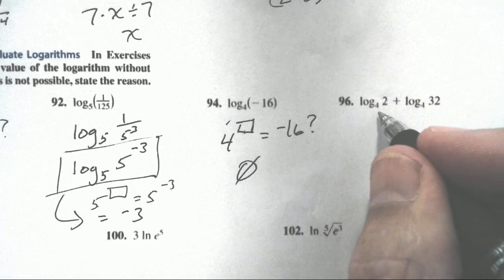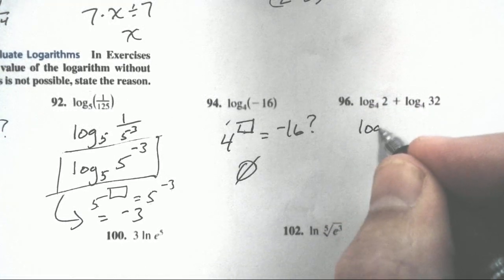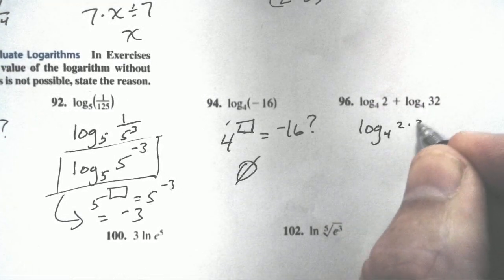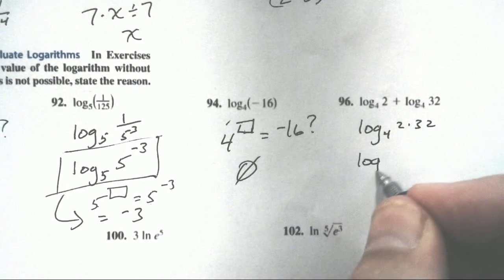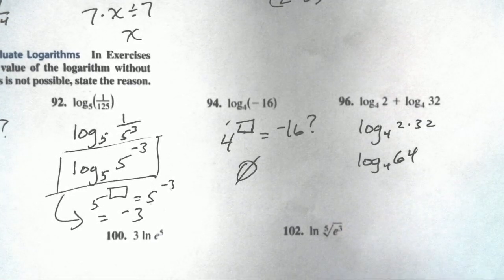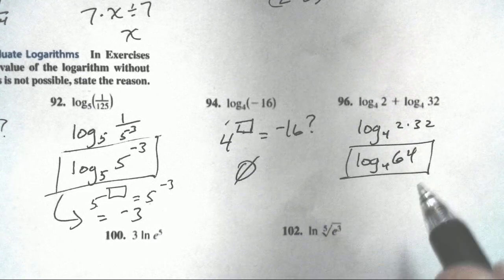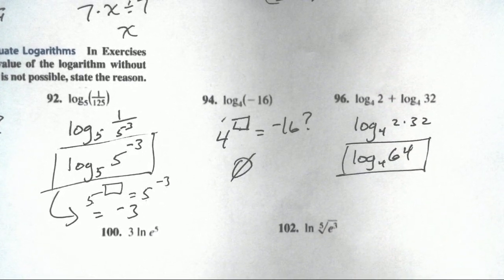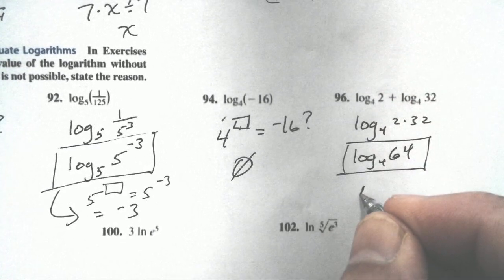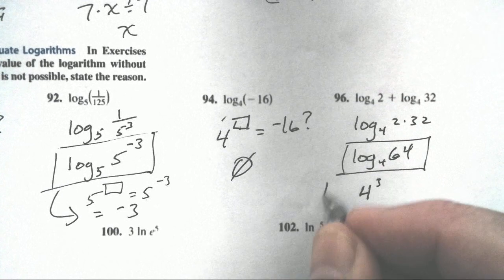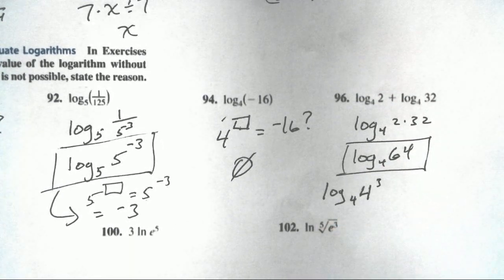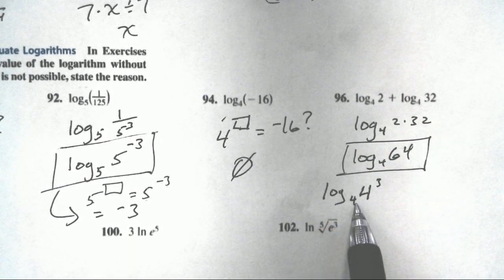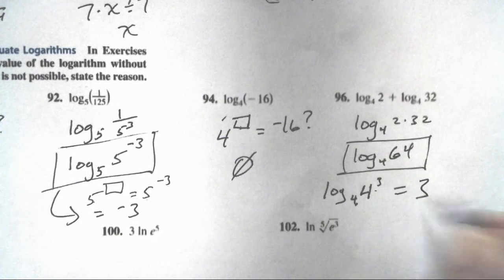How about if we use rule 1 and smash this together? I get log base 4 of 2 times 32, or log base 4 of 64. This is the exponent that turns 4 into 64. 4 times 4, 16, times 4, 64. This is 4 to the third. This is like log base 4 of 4 to the third. What's the exponent that turns 4 into 4 to the third? Oh, 3.